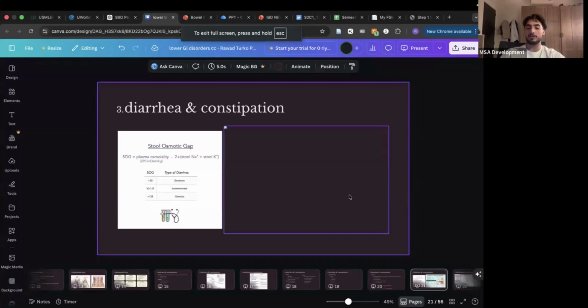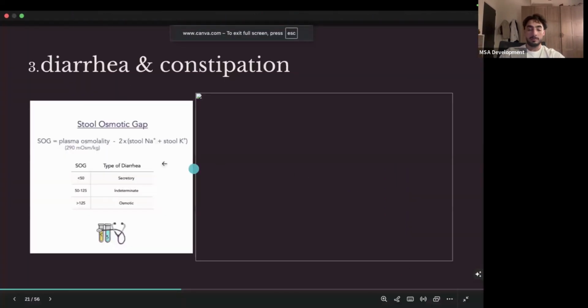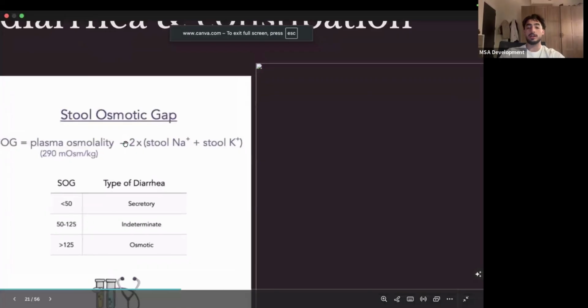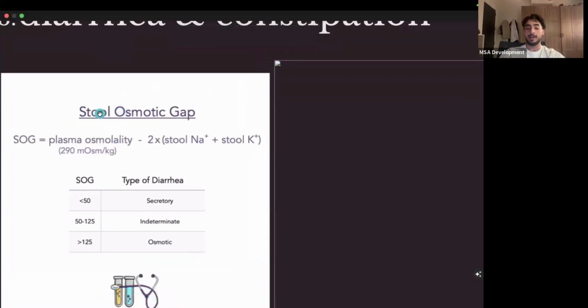Now, how do we know whether something is secretory or if it's an osmotic diarrhea? Basically, we're going to look at the stool osmotic gap. What we do here is we calculate the plasma osmolality, and then we subtract from that 2 times the stool sodium and the stool potassium.